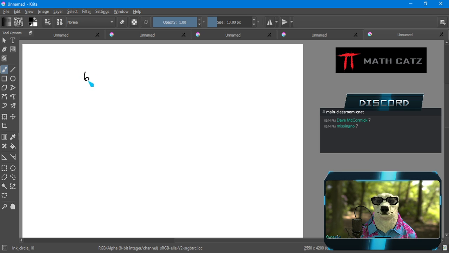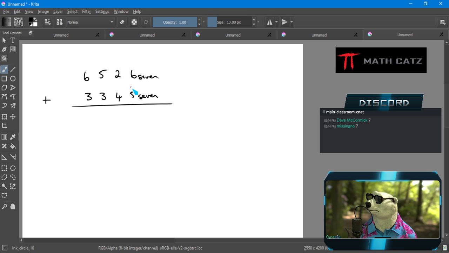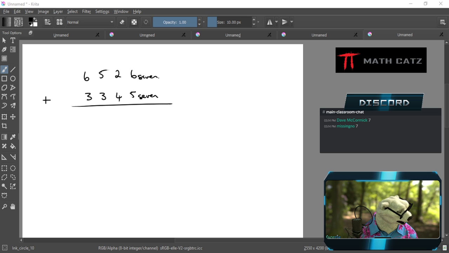Let's go 6, 5, 2, 6, base 7. And I'm adding. Let's add 3, 3, 4, 5, 5. I know, not very original. All right. Now, we don't have a lot of time, but we can take a minute, I think. Addition's the easier one of the group, but just in case someone needs it, we can take a minute.